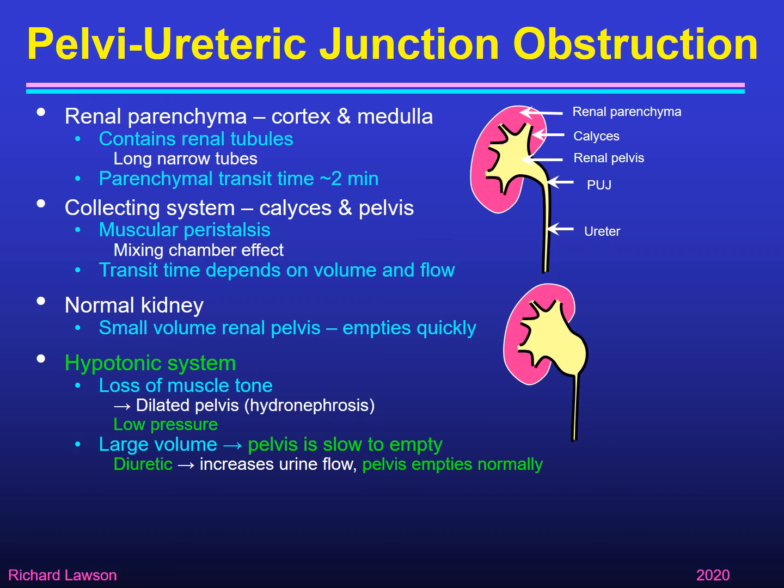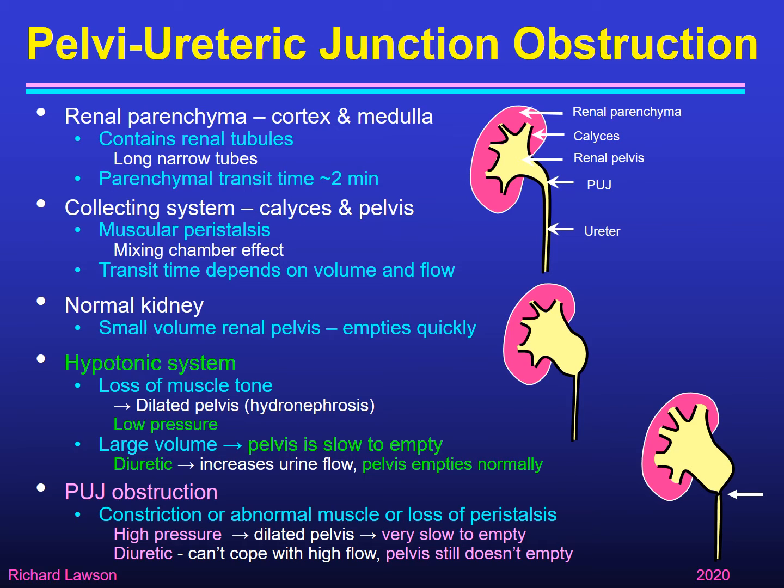However, in a hypotonic system where we've got the loss of muscle tone, and so the pelvis will expand and become dilated, that's the condition that we call hydronephrosis. It's a low pressure system, it's not going to cause any damage, but because the volume is large, the pelvis will be slow to empty simply because of the mixing chamber effect in the large volume. But if we give the patient a diuretic, which increases the urine flow rate, the pelvis will empty normally despite the large volume, because the high flow will flush it through quite quickly.